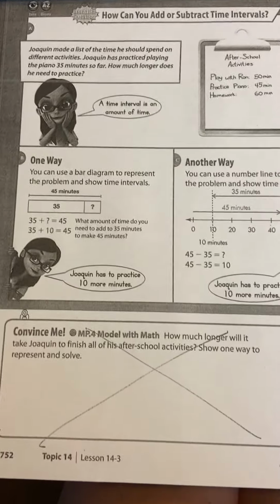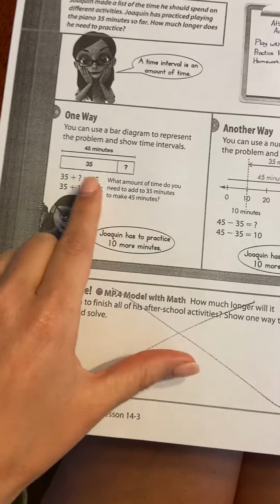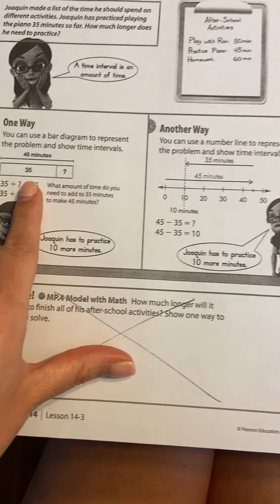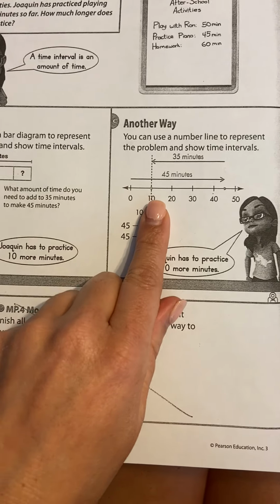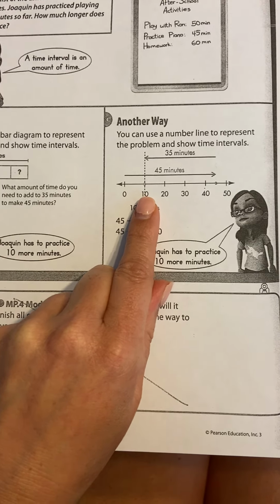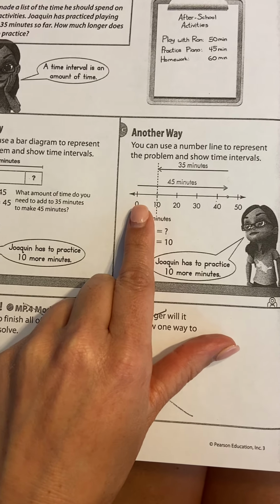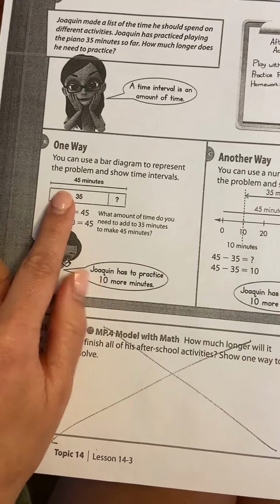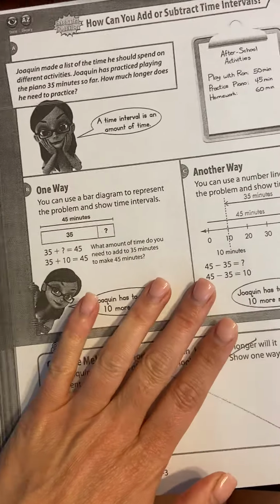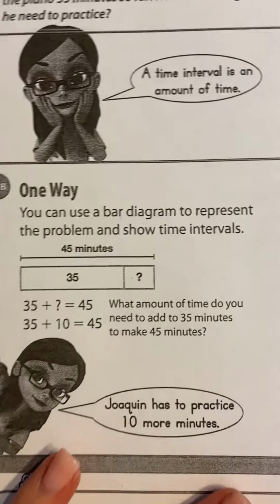So there's two different strategies here that we can use to add or subtract time. We can use the bar models, which we've used in class before, or you can use a number line. We've used number lines for multiplication, but we haven't used them for time, okay? But we have used them for addition and subtraction, and same with the bar models. And basically all we're doing here today is adding and subtracting. So let's take a look at the first way.